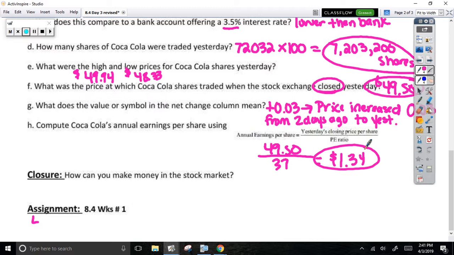That's your annual earnings. And then the closure asks, how can you make money in the stock market? There are 2 ways: earning dividends and capital gain.